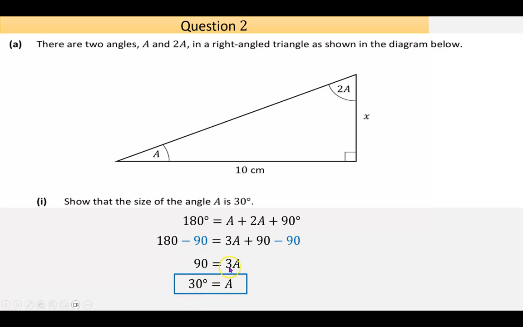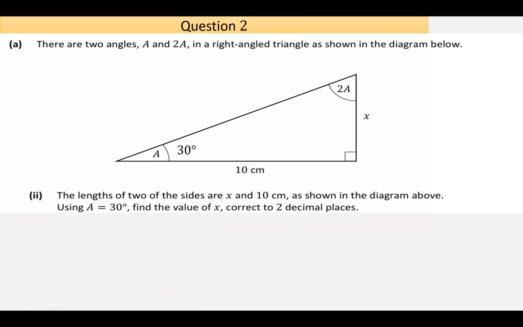What some people might do is they go, the 3 is multiplied on the right, so when I bring it across the equals, it turns into the opposite. The opposite of multiplication is division. 90 divided by 3 is 30. So there are multiple strategies, depending on which one you prefer.